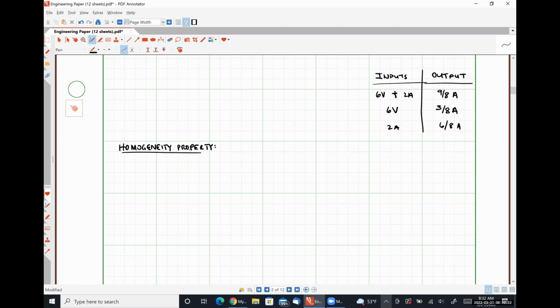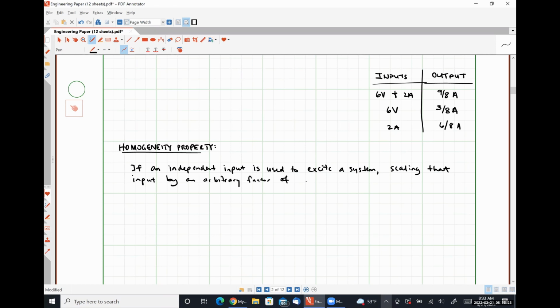All right, so the homogeneity property says if an independent input is used to excite the system, scaling that input by an arbitrary factor of alpha causes the output to scale by the same amount.